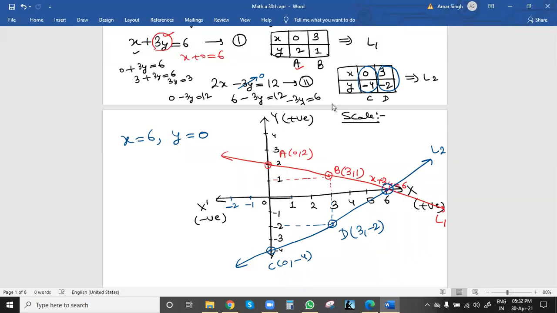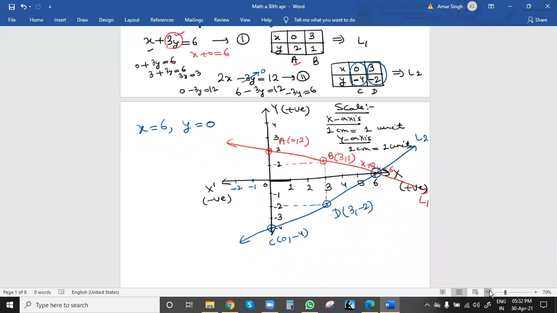This is 1 centimeter and we have taken as 1 unit. So x-axis, 1 centimeter equal to 1 unit. Y-axis same, 1 centimeter equal to 1 unit. So this is the proper solution for the given equations.